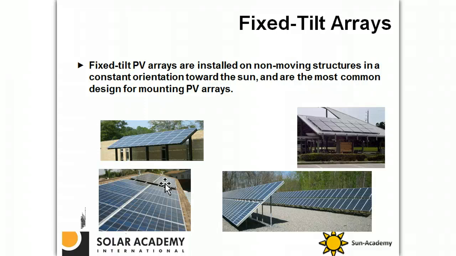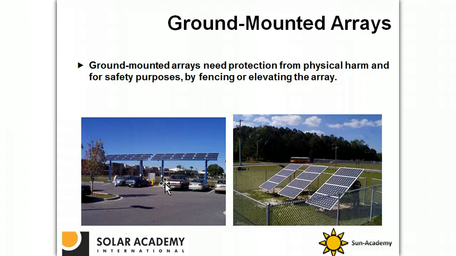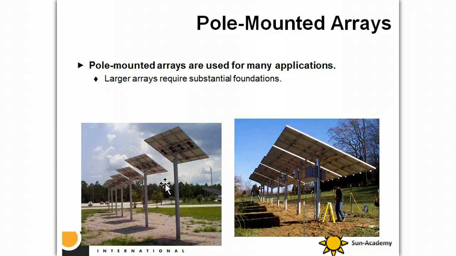There are also many types of ways to build arrays. Fixed tilt arrays are non-moving structures in fixed orientation. Some types of arrays have summer and winter settings and are adjustable. Some arrays are ground mounted, and some arrays are pole mounted and employ either fixed, adjustable, or sun tracking systems.